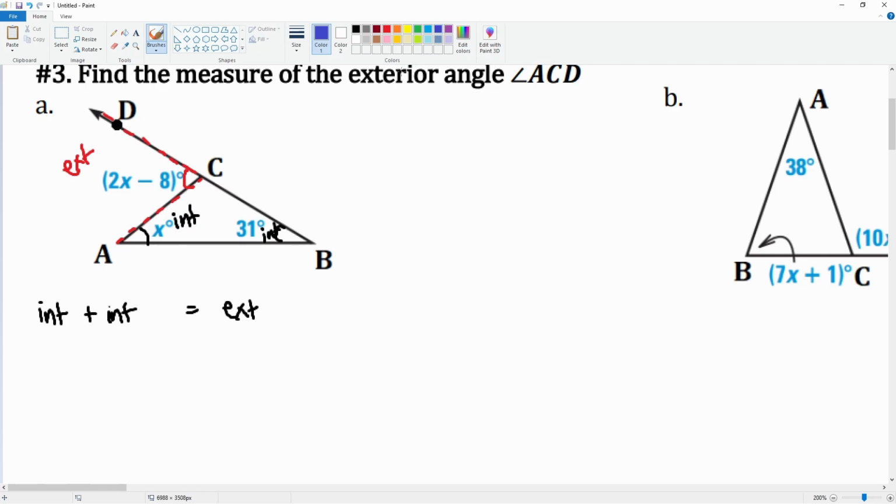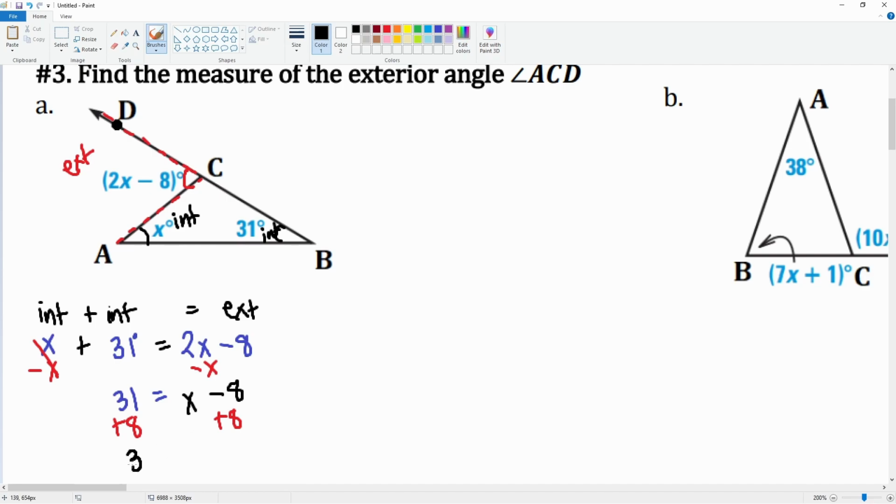So now all you have to do is just plug it in. Your first interior angle was x degrees. You're going to add that to your second interior angle, which is 31 degrees. And this is going to be equal to the exterior, which is written here as 2x minus 8. Now you can solve. Try to get rid of the smallest variable first, so subtract x from both sides. You get 31 is equal to 1x minus 8. Now we can add 8 to both sides. You get 39 is equal to x. So x here is equal to 39.